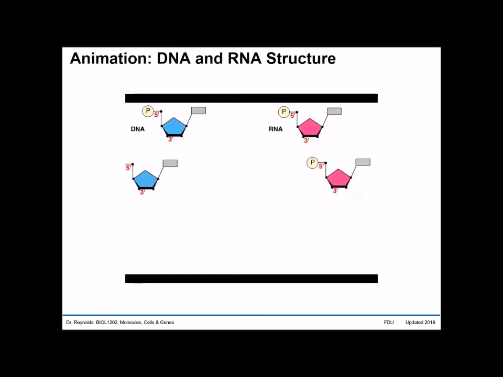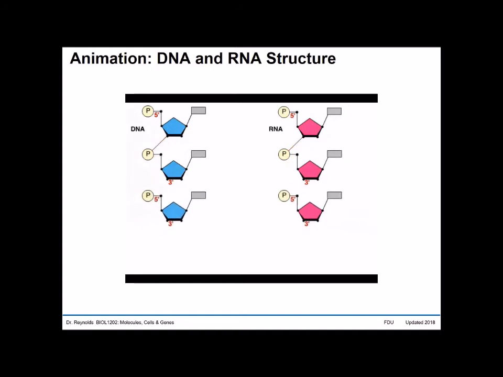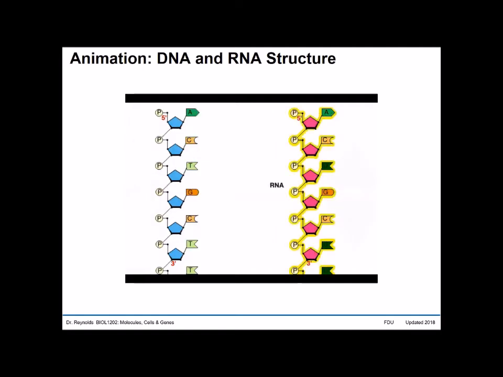Polynucleotides are always assembled in the 5' to 3' direction. A covalent bond forms between the carbon at the 3' position of a nucleotide and the phosphate group at the 5' position of the next nucleotide. RNA usually consists of a single polynucleotide chain. DNA, on the other hand, consists of 2 polynucleotide chains.